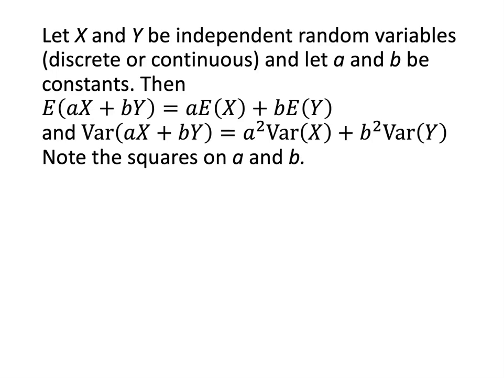Let's extend this a little further. Let x and y be independent random variables, discrete or continuous, and let a and b be constants. Then the expected value of ax plus by is a times the expected value of x plus b times the expected value of y. In other words, we can break up the sum and bring the a and the b to the outside. And the variance of ax plus by is a squared times the variance of x plus b squared times the variance of y. And note the squares on a and b.